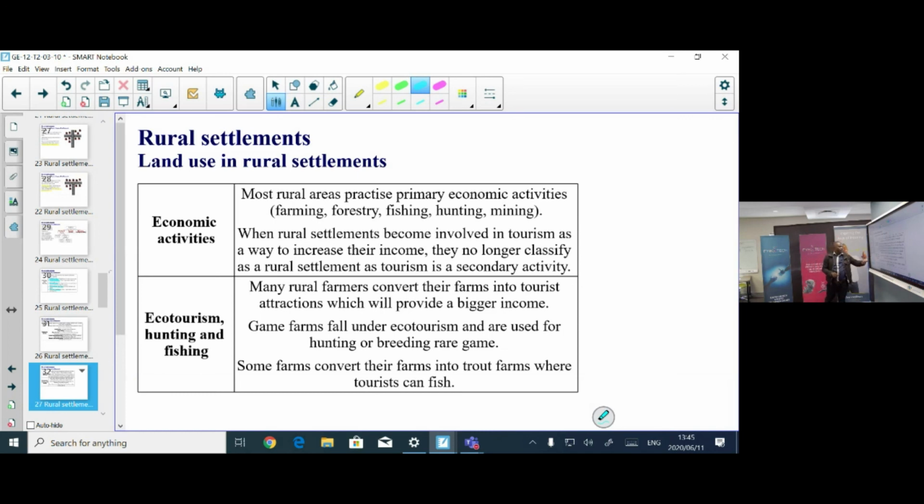Ecotourism. Many rural farmers convert their farms into tourist attractions, which will provide bigger income. Game farms fall under ecotourism and are used for hunting and breeding rare game. Some farms convert their farms into trout farms where tourists can fish.